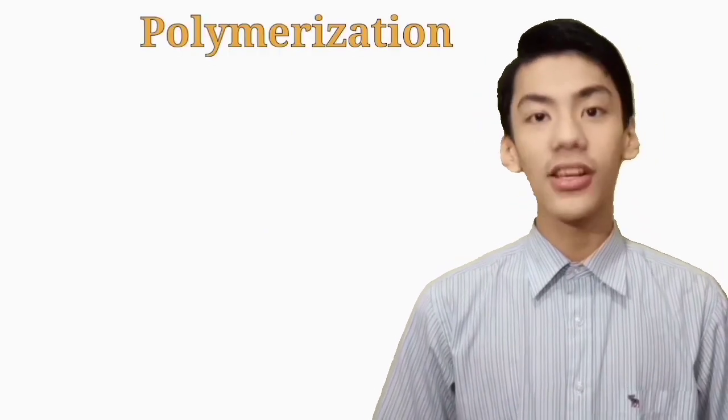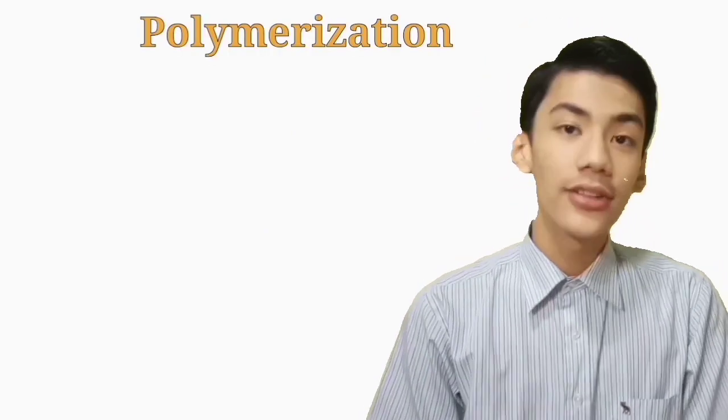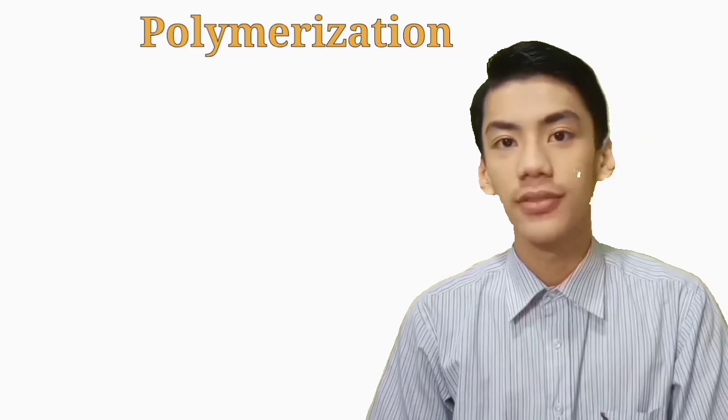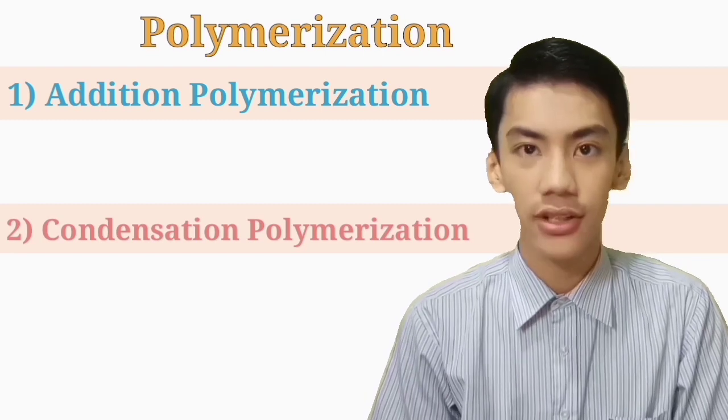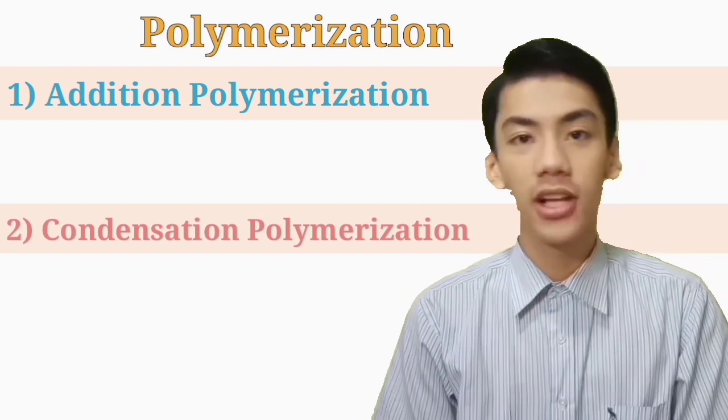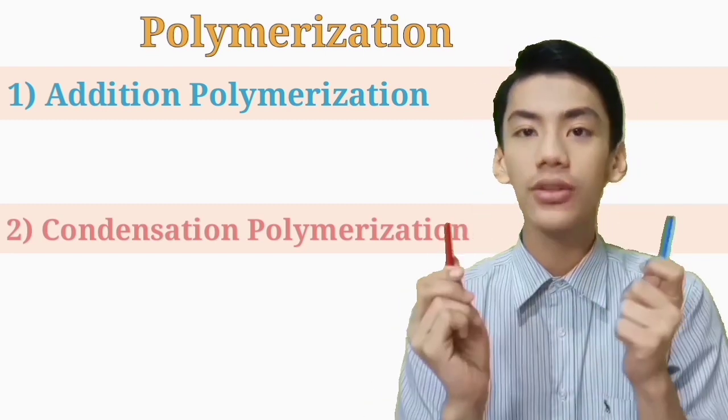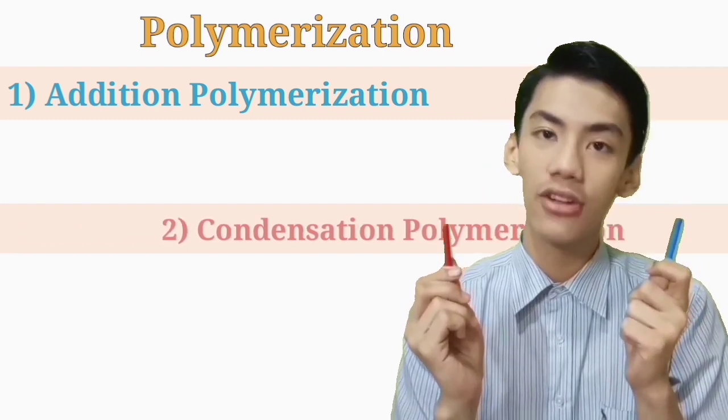Good question. Polymers are formed through the process of polymerization. Now there are two main types of polymerization: addition polymerization and condensation polymerization. So to explain these types of polymerization, I'll use these two different colored crayons as an analogy.